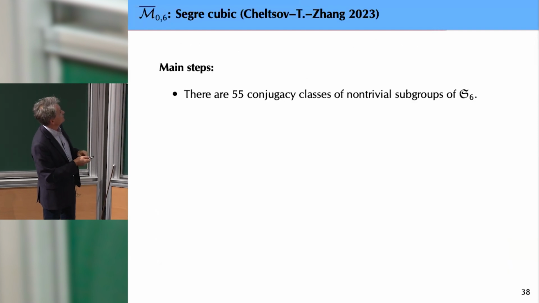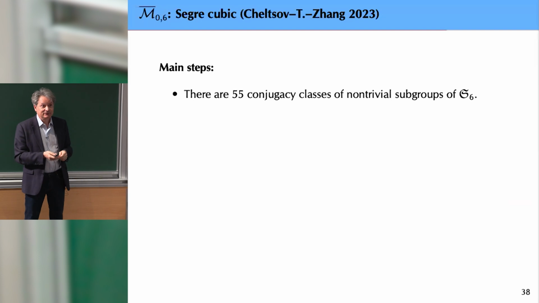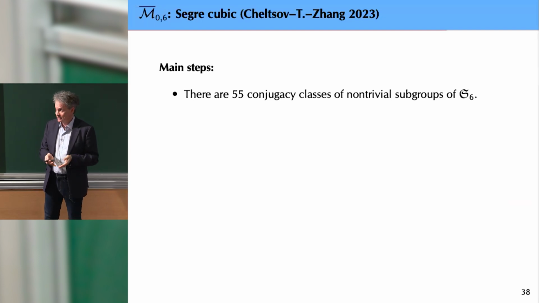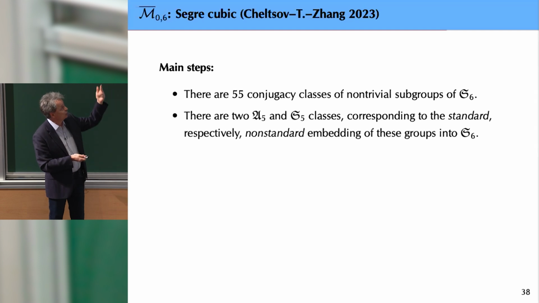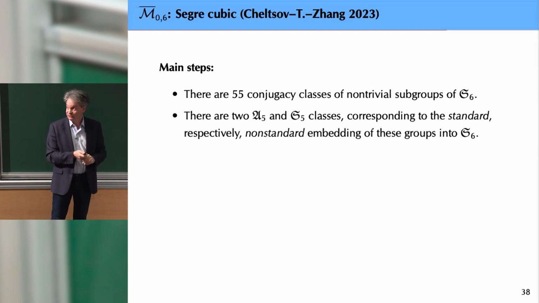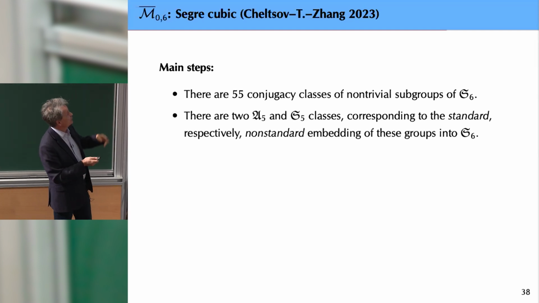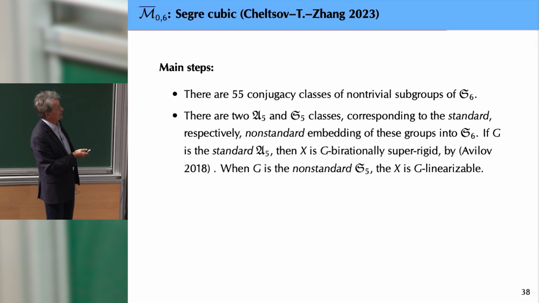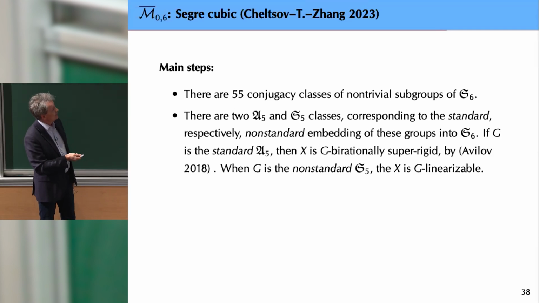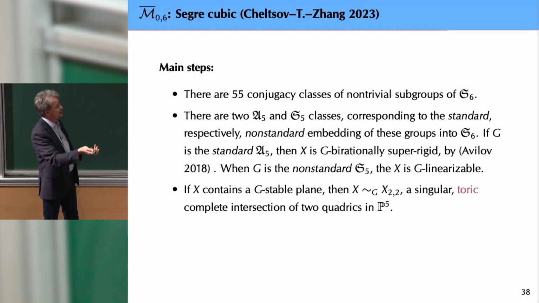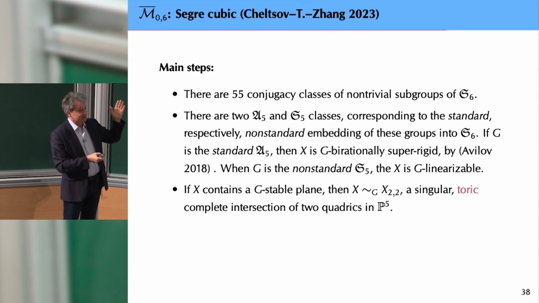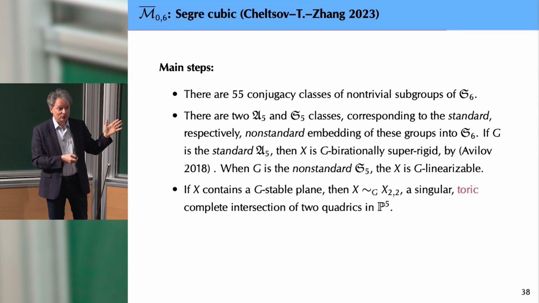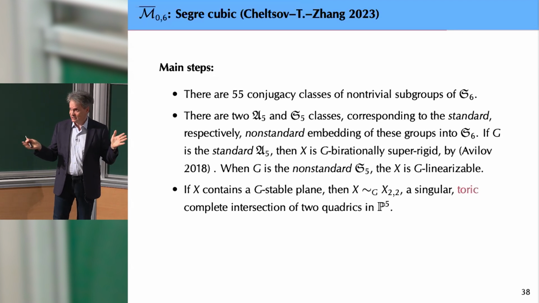So what are the main steps? Well, this is finite groups, so you can actually write down all the subgroups, all representations, everything you like. And so you look at the 55 conjugacy classes of non-trivial subgroups, and then you look at the A5, S5s, and you use birational rigidity. Then you look at the subgroups that are sitting in the non-standard S5, and then you see that, okay, you can have a G-stable plane on the cubic threefold, or not have a G-stable plane.